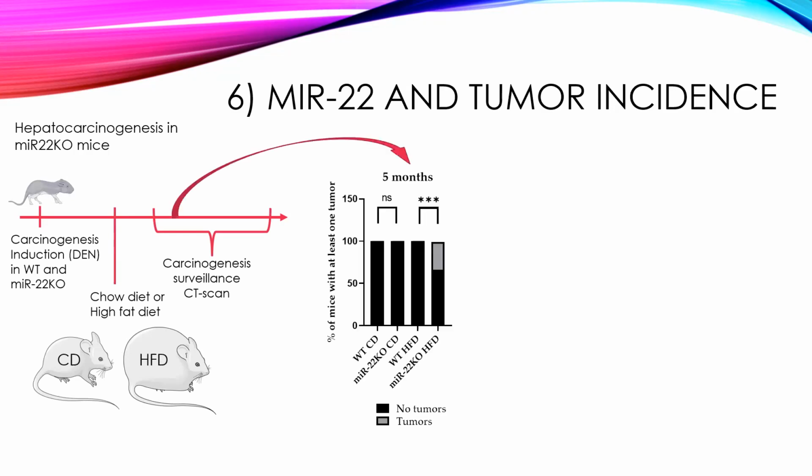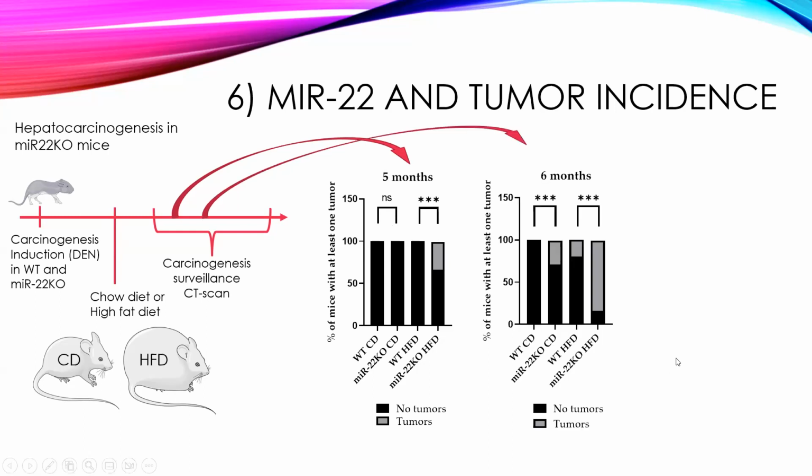Interestingly, what we could see was that already at 5 months after birth, the wild-type mice on a normal diet and the microRNA-22 knockout mice on a normal diet still didn't have tumors. Neither did the wild-type mice on a high-fat diet. But the microRNA-22 knockout mice that were on their obesogenic diet already had tumor development in their livers.